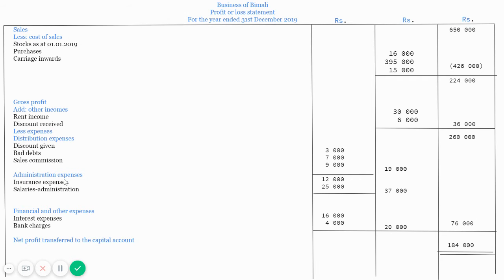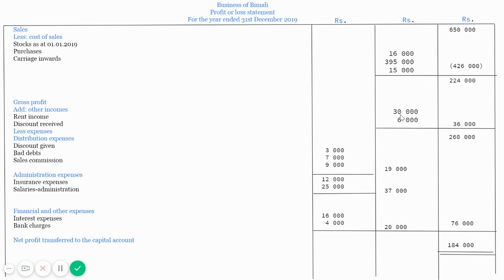Okay. So then insurance expenses of 12,000. Insurance expenses goes under administration. So we will be treating it in the profit or loss account under administration expenses, 12,000. Then rent income of 30,000 comes under other incomes. It comes here, second column, rent income. It's an income. It comes under other income.